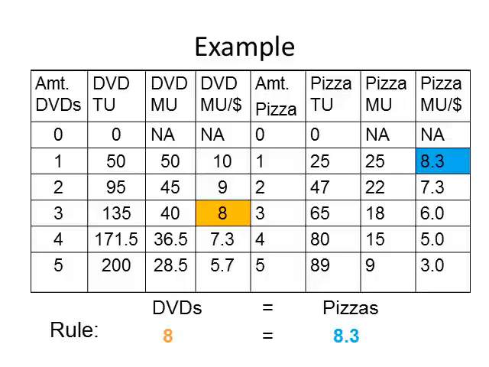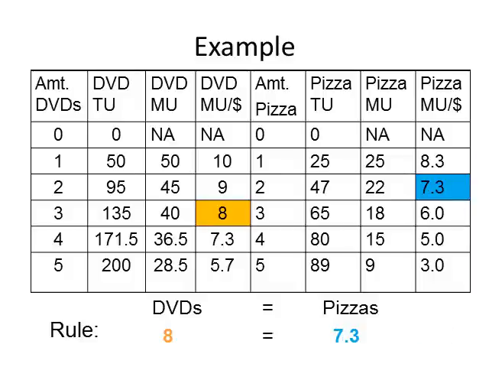Moving down one row of the DVD MU divided by dollar sign column, the DVD MU divided by dollar sign is 8. Starting back at the top of the pizza MU divided by dollar sign column, pizza MU divided by dollar sign is 8.3. Since 8 is not equal to 8.3, Colleen will not consume at this point.